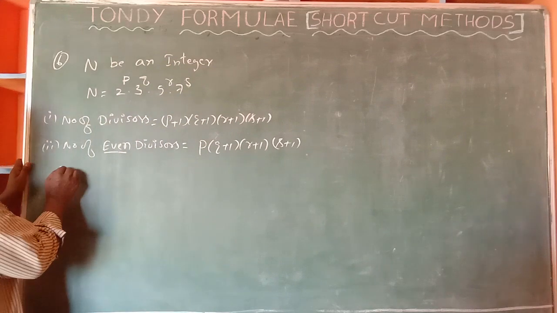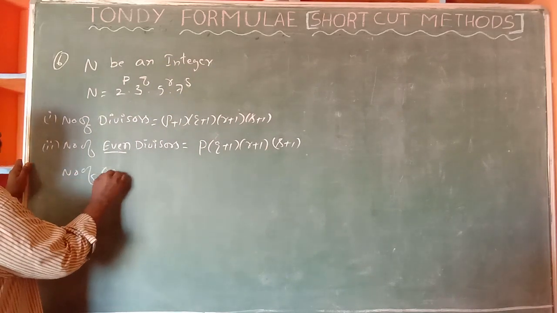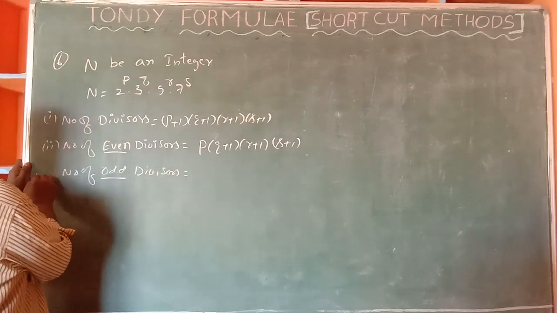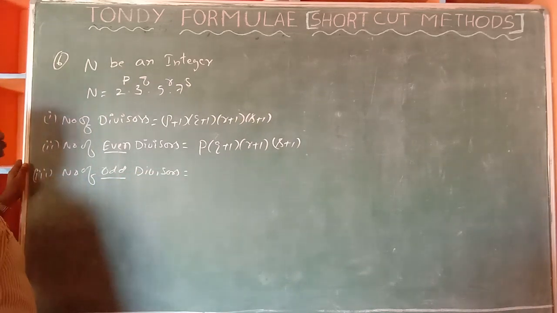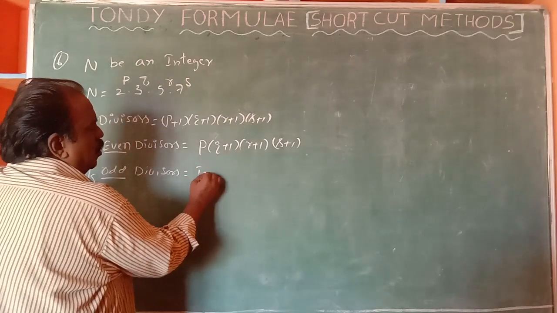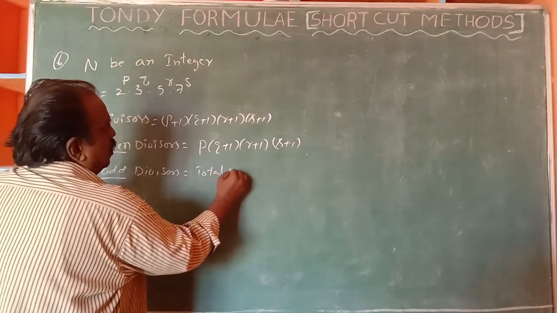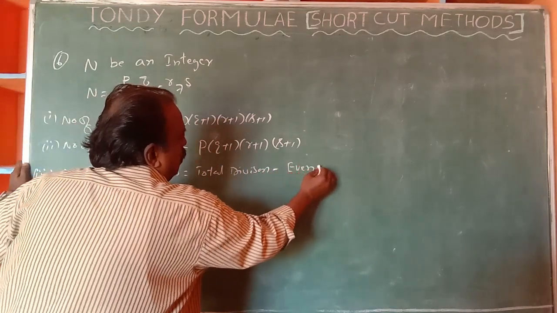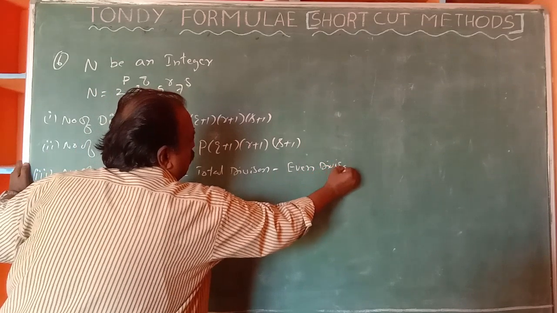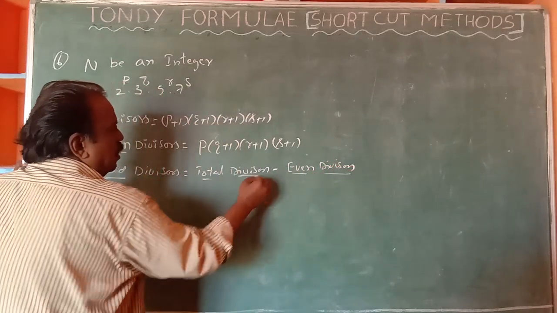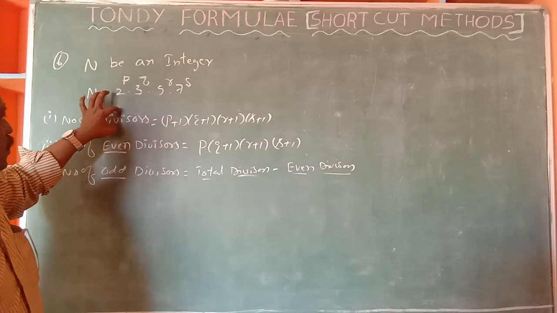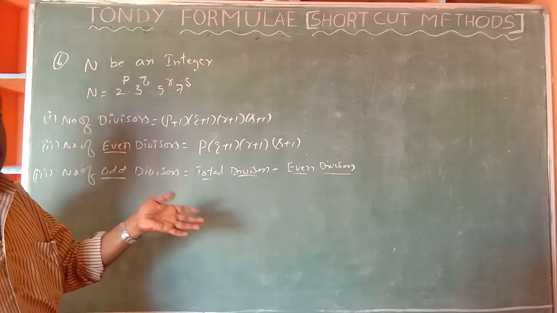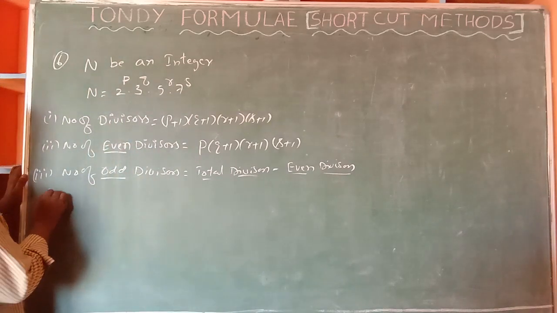Next, number of odd divisors. It is the total number of divisors minus the number of even divisors. Total we know. This is the total number of divisors. Subtracting even, we get odd. Next, the fourth one.